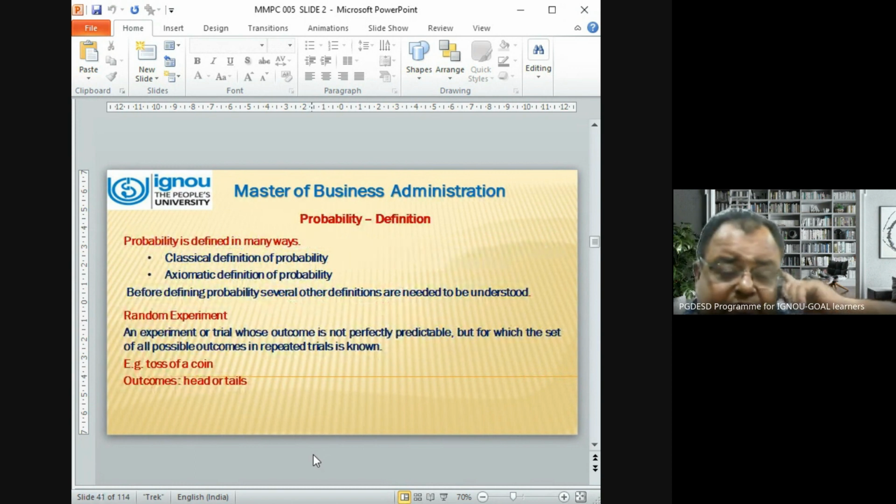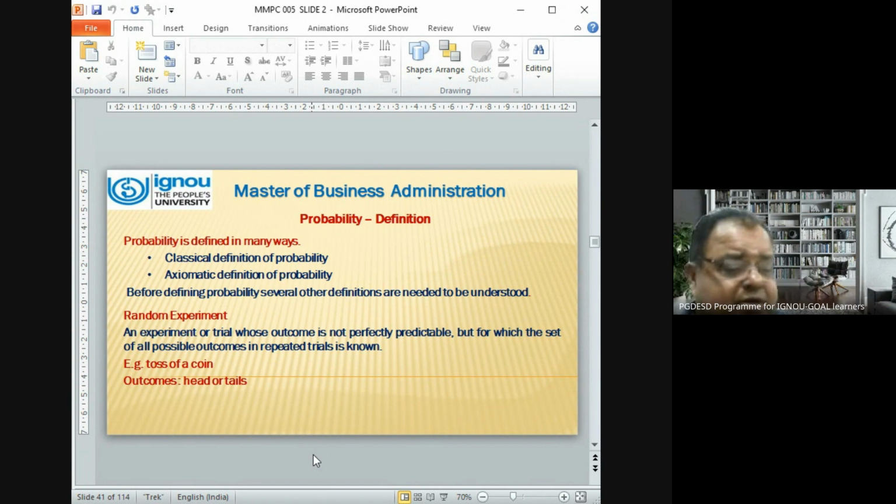Now the definition of probability. There are two basic definitions that we use in mathematics. The first one is the classical definition of probability, and the second one is the axiomatic definition of probability. Before defining probability, several other definitions need to be understood.